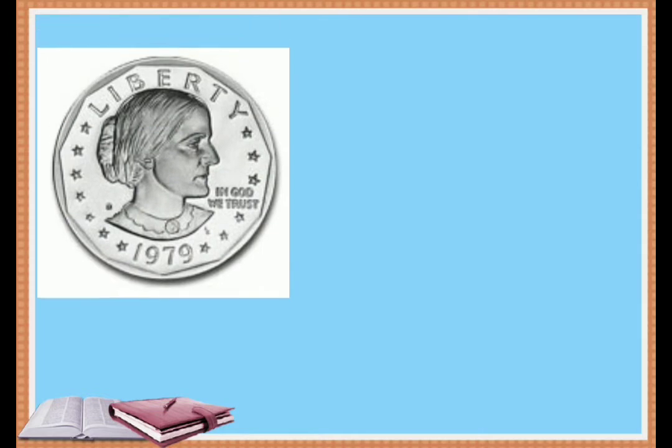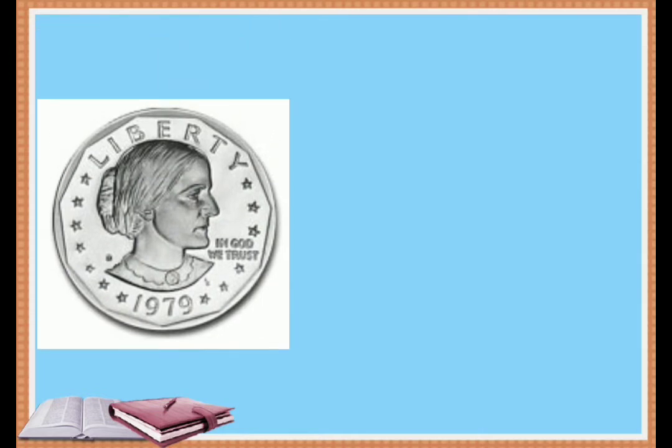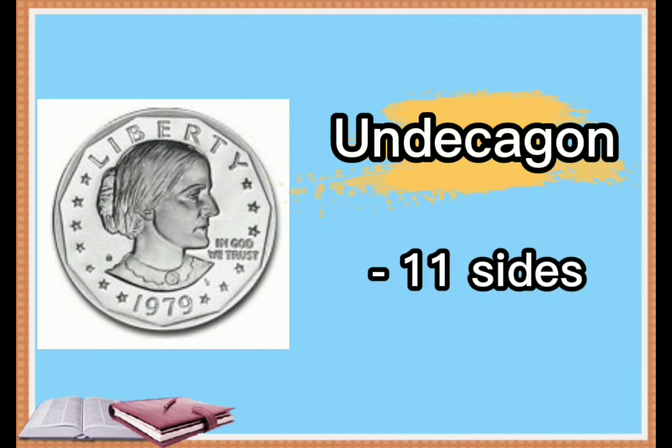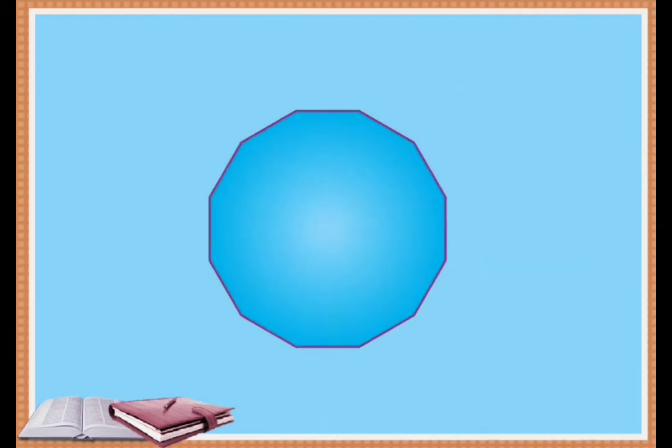Next one, we have here a coin. This coin has 11 sides. Now, a polygon with 11 sides is called an undecagon. An undecagon has 11 sides and 11 angles. Here are other examples of undecagon.